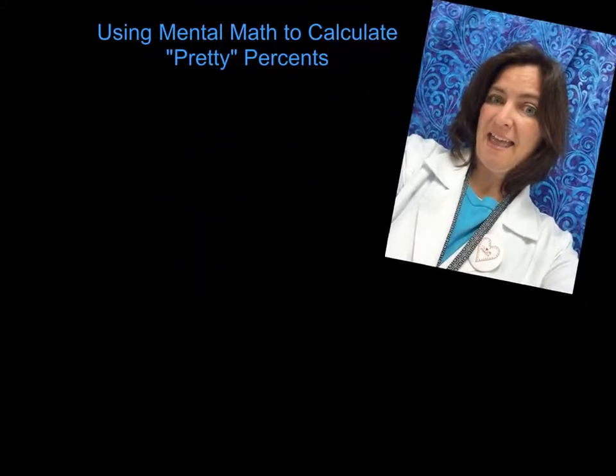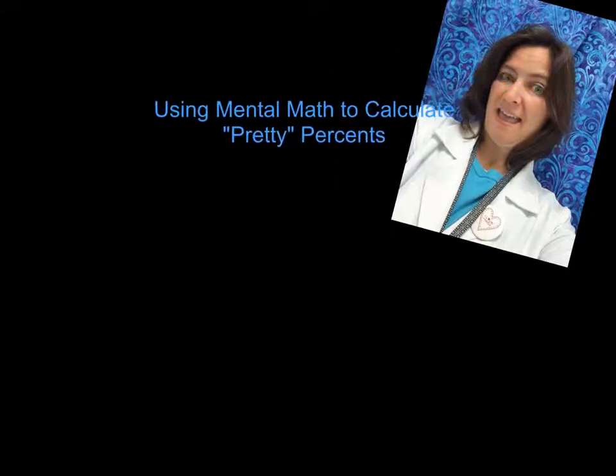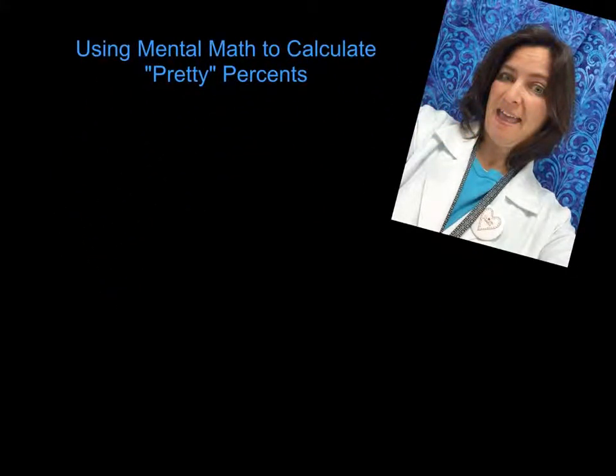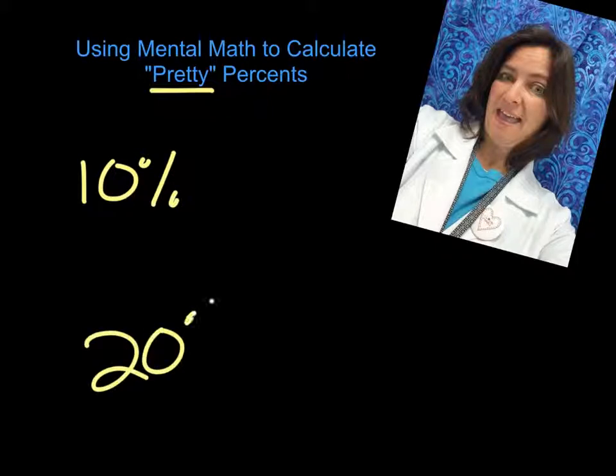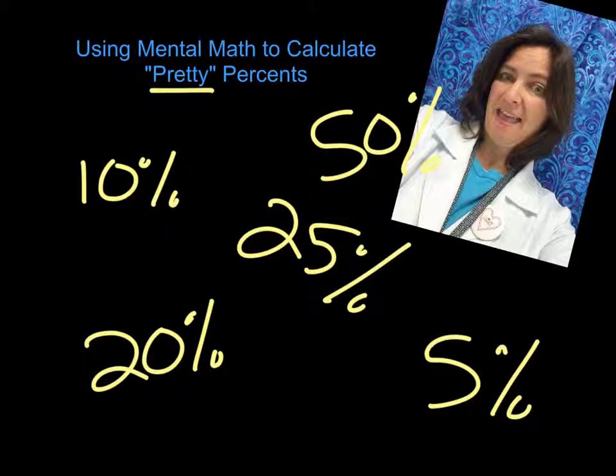Hi, Mrs. Pierce here. Today we are going to talk about using mental math, so your brain, to calculate some pretty percents. So what do I mean by pretty percents? Well, 10% would be a pretty percent, 20% would be pretty, 25 is pretty, 5% could be pretty, 50% could be pretty, and we could go on and on and on. So instead of talking about what it looks like, let's do some.